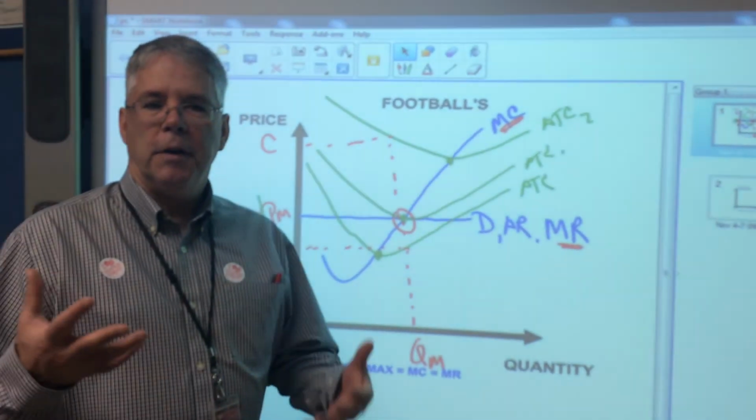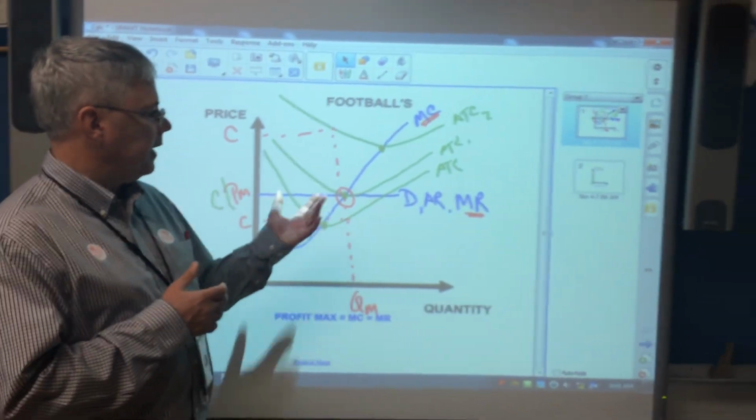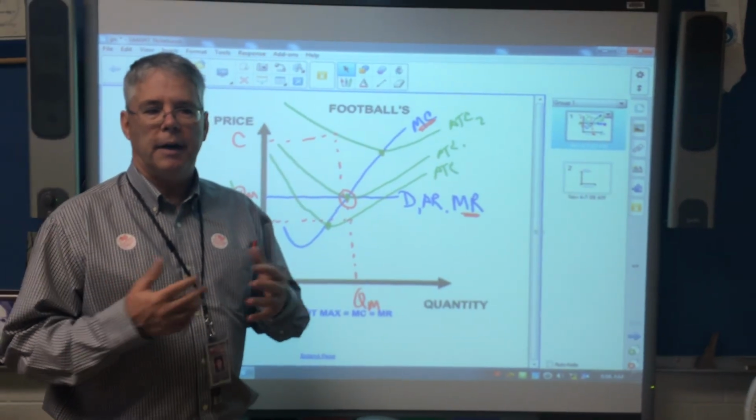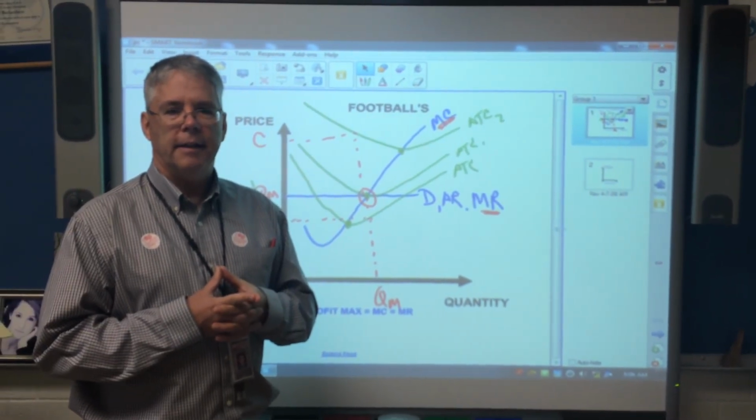So a few little tips to help you construct these curves, and hopefully that will help as you continue to construct these in the weeks to come.